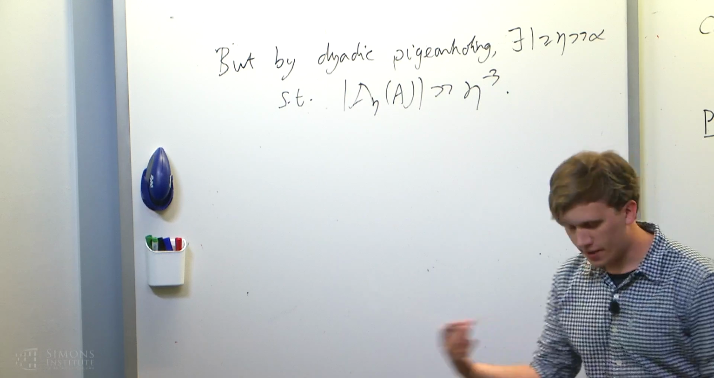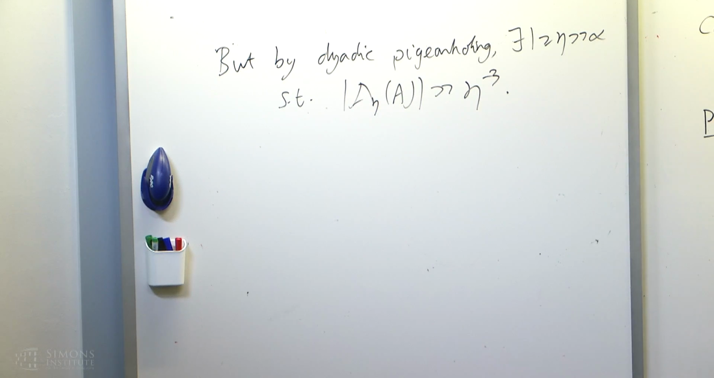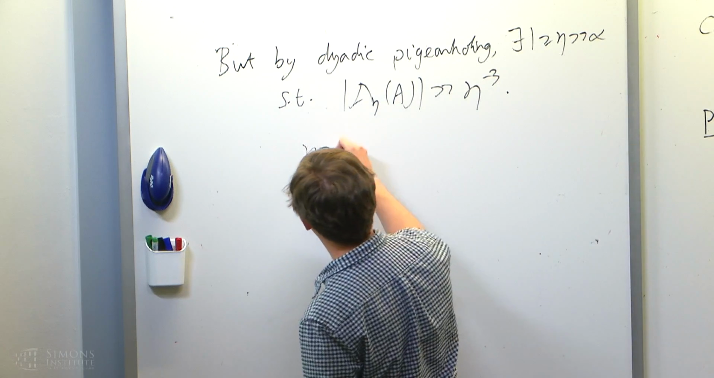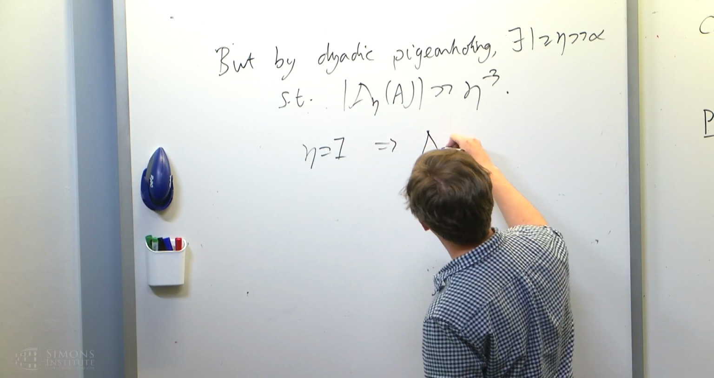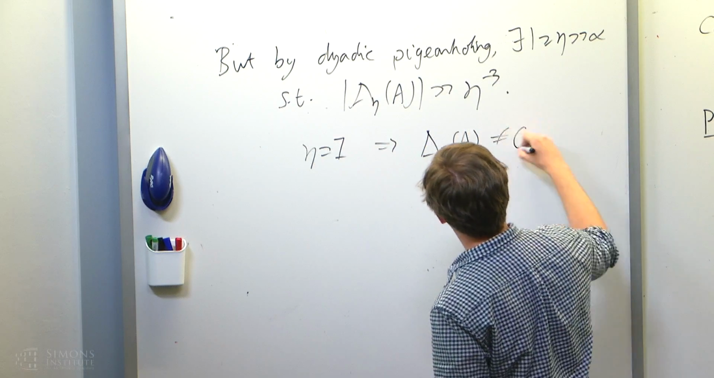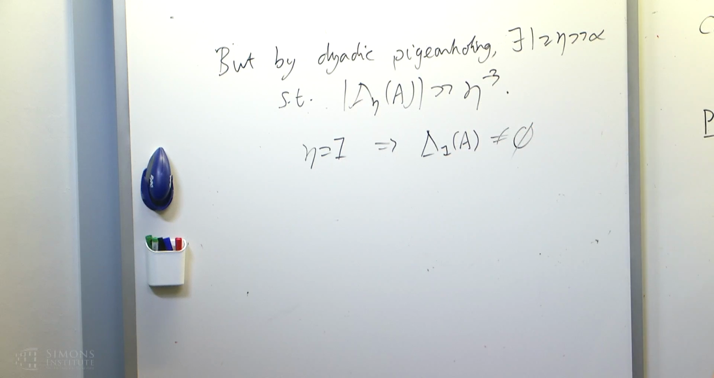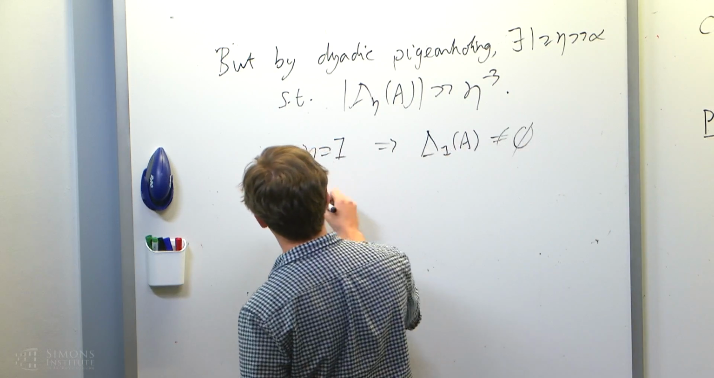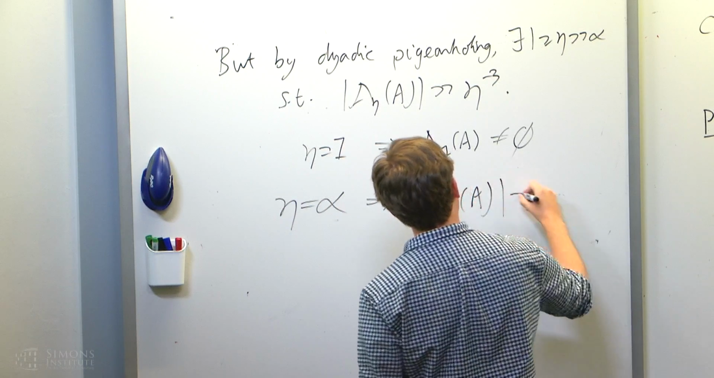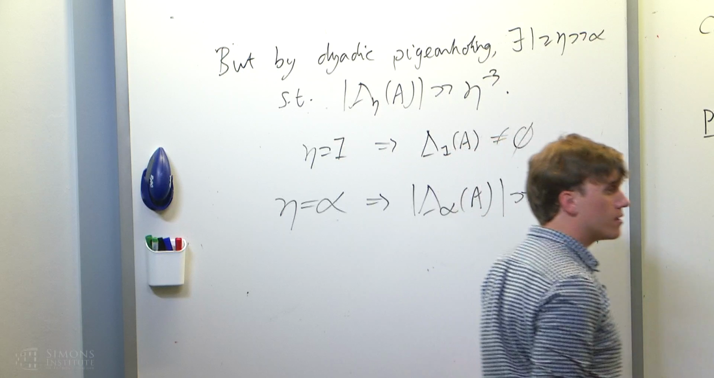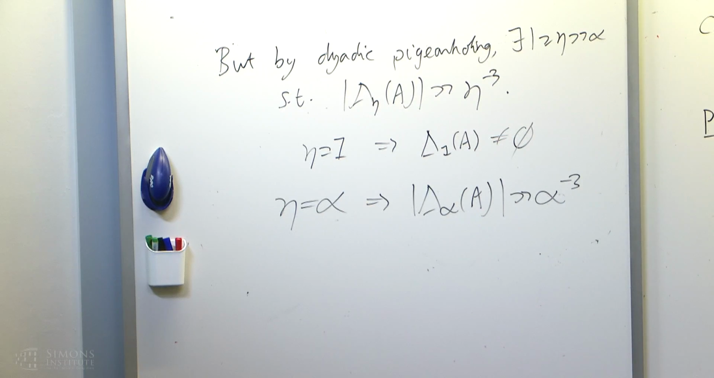And in particular, this can happen for any eta between 1 and alpha, but let's just look at the two extremes as somehow representative. So if this happens at eta equals 1, then this implies that the constant level spectrum is not empty, which is much more powerful than saying the alpha level spectrum is not empty. And indeed, this gives you a really powerful density increment result. Or if it happens at eta equals alpha, then this is saying the alpha level spectrum of A has size at least alpha to the minus 3. And by Parseval, that's in fact maximal. So in fact, we're in the large regime.